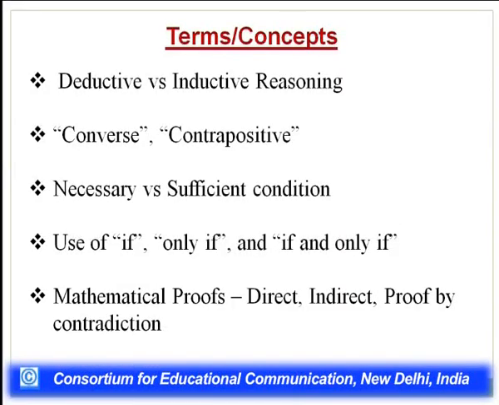The particular terms that I would like you to get acquainted with by the end of this discussion are deductive versus inductive reasoning, the terms converse and contrapositive. I would also like you to be familiar with what are necessary and what are sufficient conditions, as well as the use of the words if, only if, and if and only if. Finally, we will end our discussion, if time permits, with a discussion of mathematical proofs, where we will distinguish between a direct proof and indirect proof, and we'll also talk about proof by contradiction.